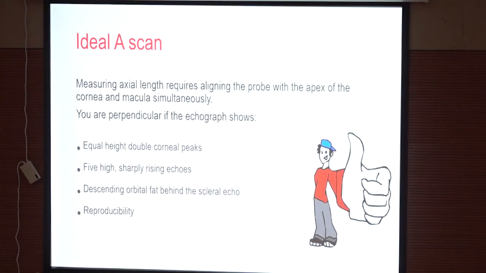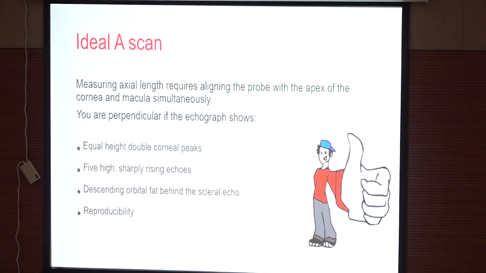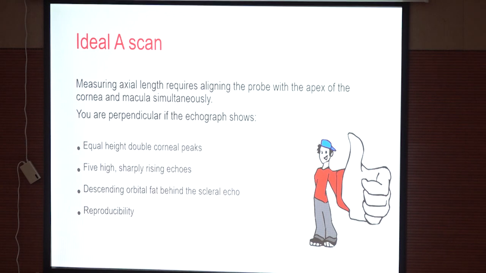So the ideal A scan measures, so if you're perpendicular, your graph will show equal double corneal peaks. There will be 5 high sharply rising echoes. There will be descending orbital fat behind the scleral echo, and it will be a reproducible reading. So if you take multiple readings, they have to be approximately the same.